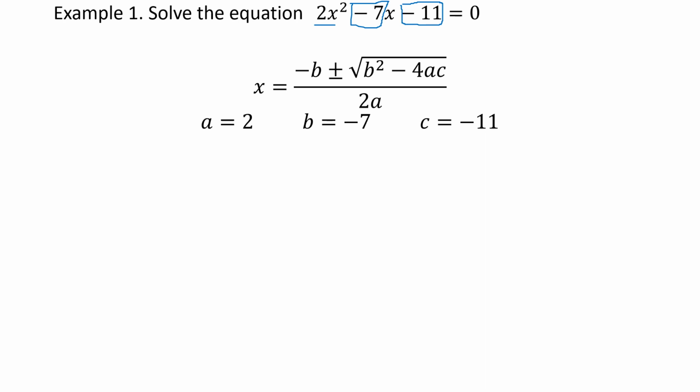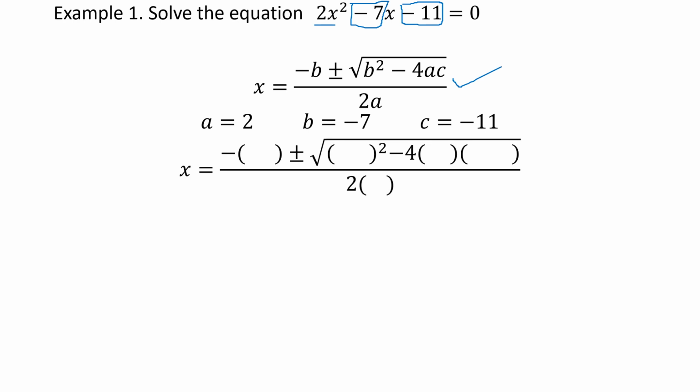The next thing is to rewrite this formula as it is, but wherever we have a letter of the alphabet, we are going to put brackets for a start. So we write this formula as it is, but without writing a, b, and c, we just put the brackets for a, b, and c like this. It's minus b plus or minus the square root of b squared minus 4ac all over 2a.